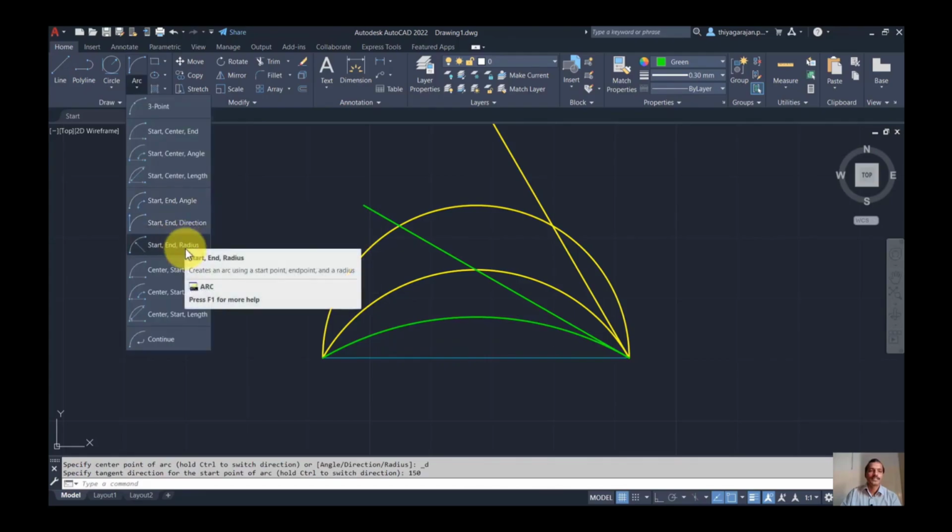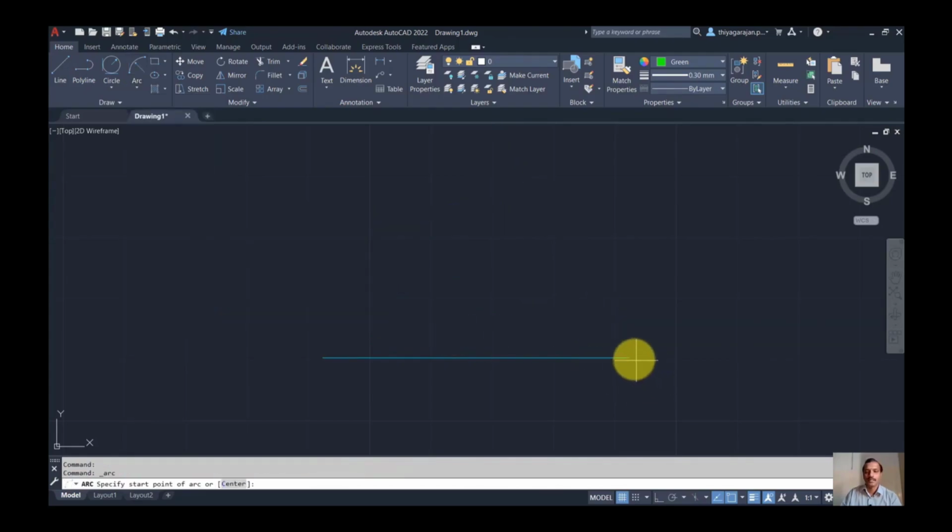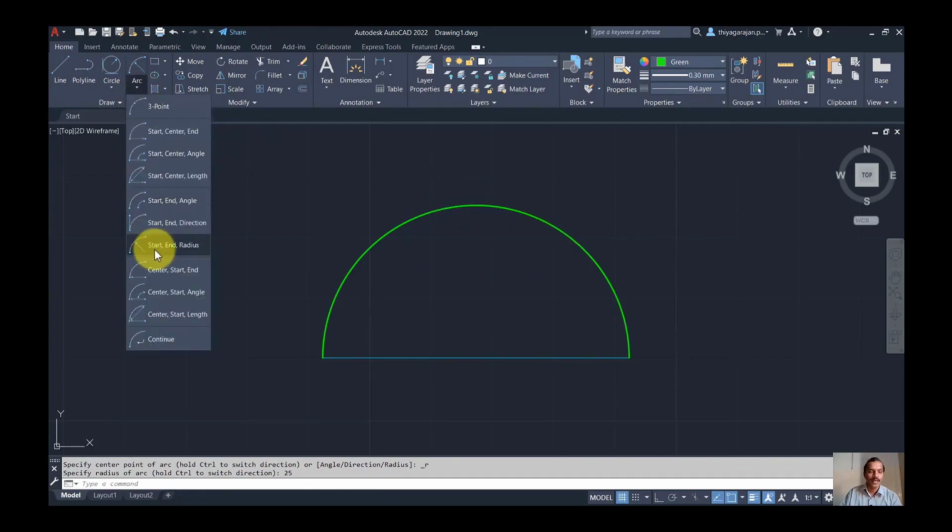Next is start, end, radius. Same start point, same end point. Actually, the distance between the points is 50 mm. So if I give exactly 25, what will I get? I will get exactly a half circle. If I give less than this, what will happen?